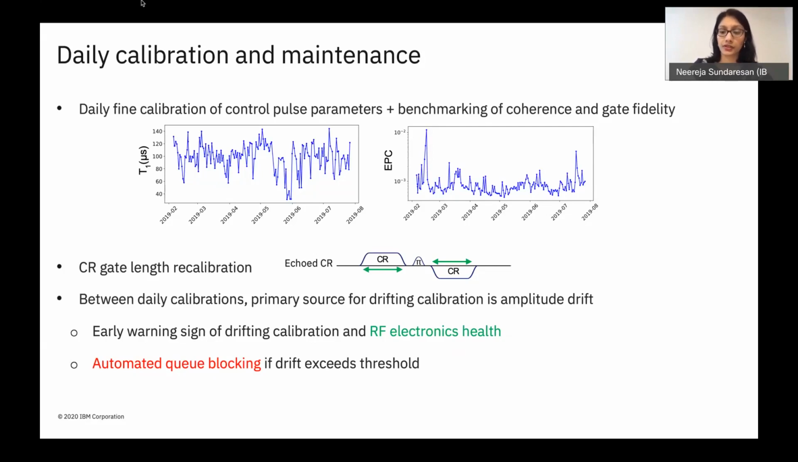This automated constant monitoring, which interleaves with all other usage of the devices, has really allowed us to increase the number of backends available, as each device is essentially responsible for its own health monitoring and calibration. But also, it really helps us learn what things we need to improve on in order to make these devices more stable going forward, to make them more resilient to these types of drifting calibrations.